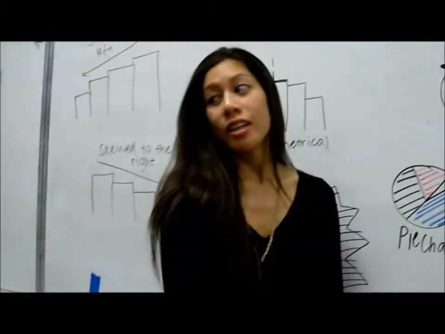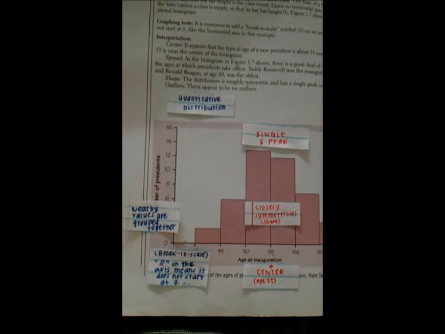A histogram is a graph of the distribution where nearby values are grouped together. To interpret this graph, the center is at age 55. The spread is between age 42 and age 69 as the oldest. The shape of the distribution is roughly symmetric and has a single peak. There appear to be no outliers.